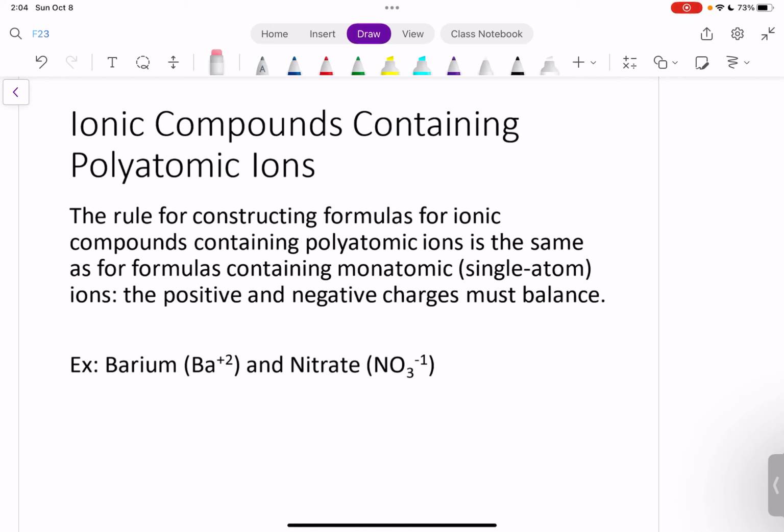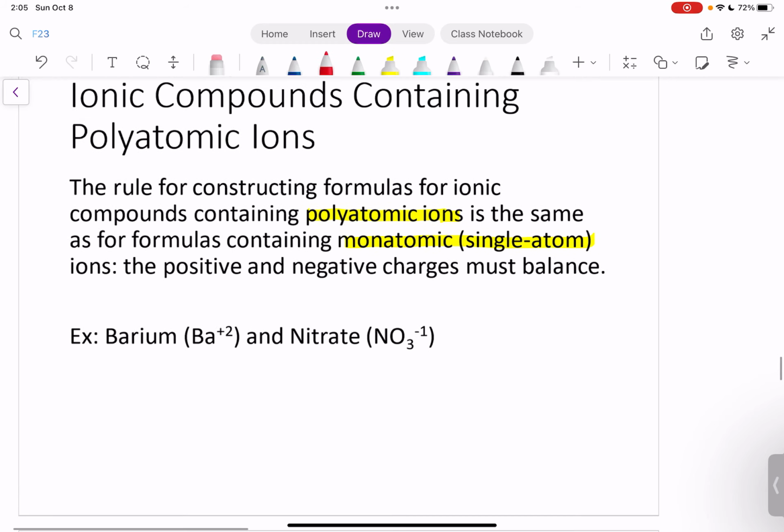All right, so we talked about writing formulas for monatomic, single atom ions. So things like Na plus bonding with Cl minus is going to give us NaCl, right? Neutral compound because these are canceling out, right? It's the same idea for polyatomic formulas or compounds with polyatomic ions in them. Our overall goal is to make sure that the charge on our final ionic compound is neutral. So what do I mean by that?